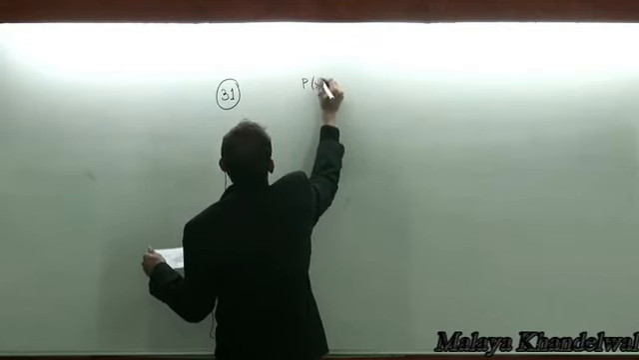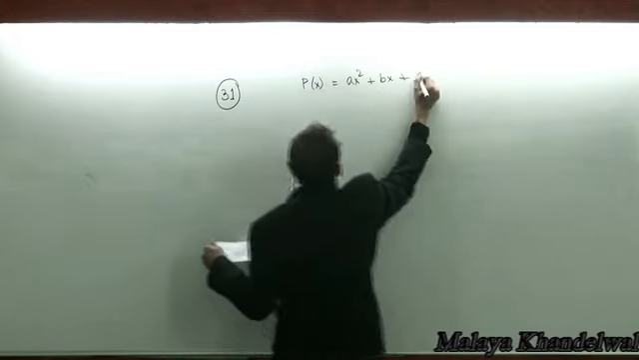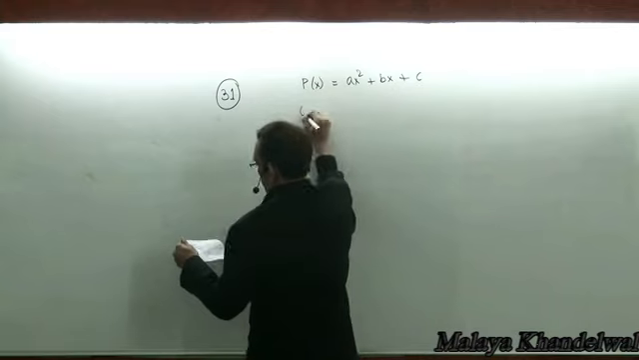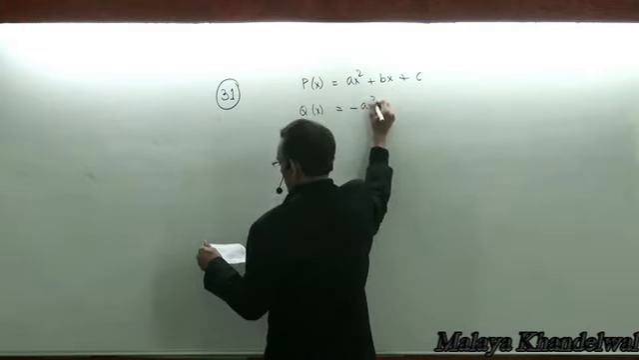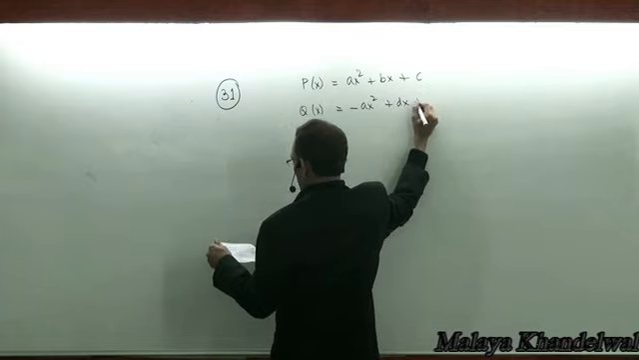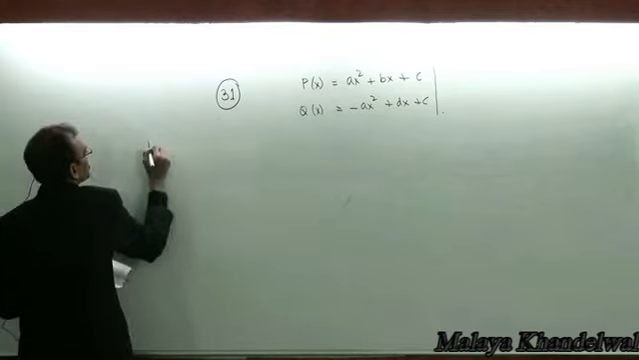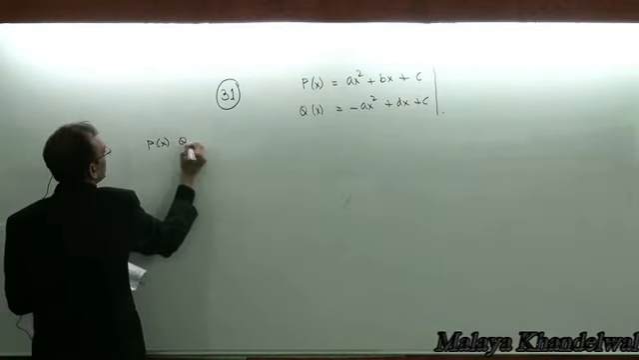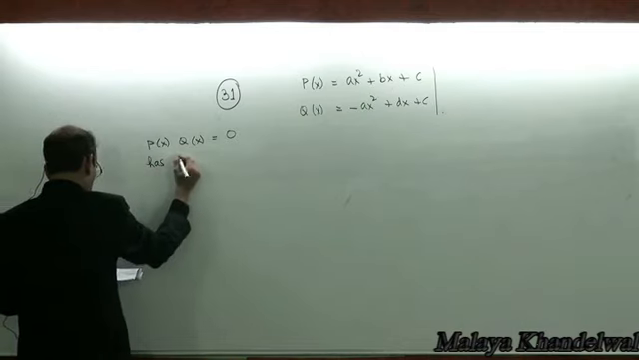Px is a quadratic, Px which is ax squared plus bx plus c, and Qx is another quadratic which is minus ax squared plus dx plus c, right? Now the statement made here is Px into Qx equal to 0 has 4 complex roots.